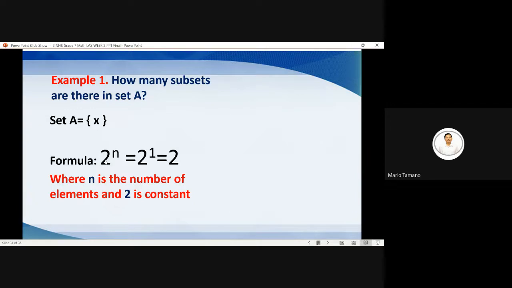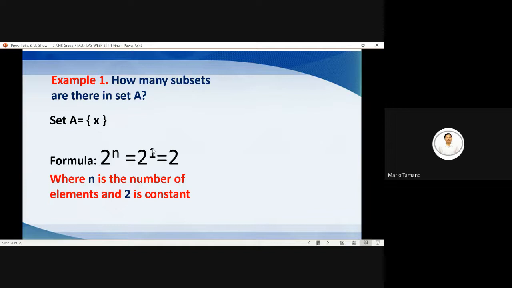And how about this 2? The 2 is constant. It does not change. The base is fixed. This is the base. The 2 is the base, and n is the exponent. I repeat, 2 is the base and n is the exponent. The n is the number of elements of the given set. Okay? The exponent tells how many times the base is to be multiplied by itself. So copy the 2 as base, then count the elements of set A. There is only one, so put 1.